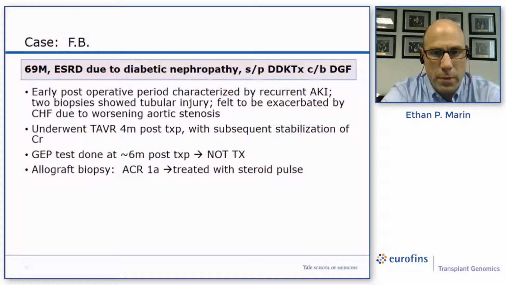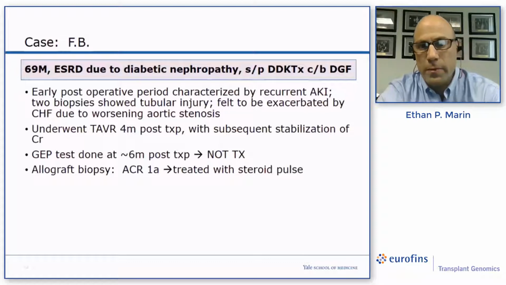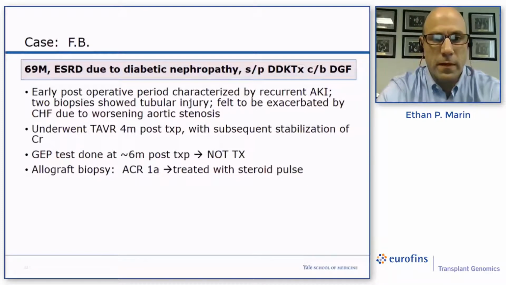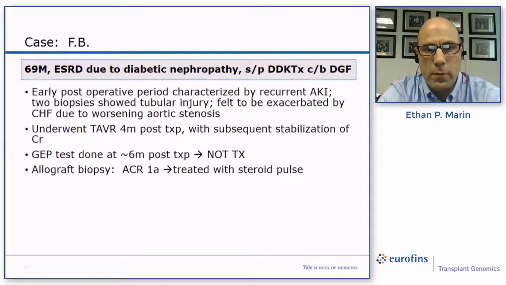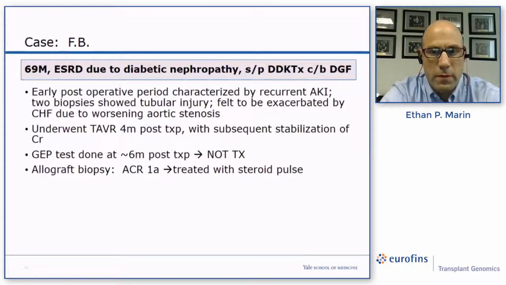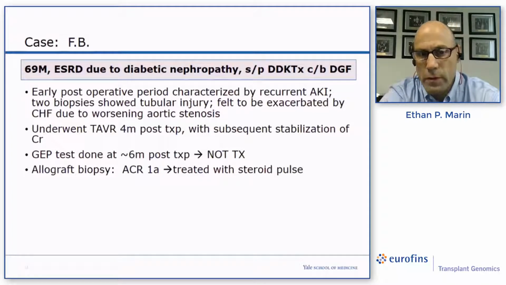Further, the early postoperative period, even after graft function took hold, was characterized by several AKIs and hospitalizations. That led to 2 different biopsies in the early months after the transplant, both of which showed not rejection, but just tubular injury. Ultimately, it was felt that the patient's graft function was affected by intermittent congestive heart failure exacerbations that were associated with worsening aortic valve stenosis. So at about 4 months after transplant, the patient underwent a percutaneous aortic valve replacement, a TAVR procedure, with subsequent stabilization and improvement in both cardiac and renal function.